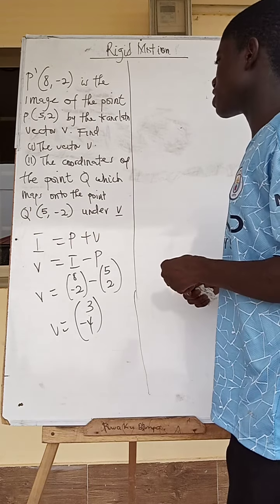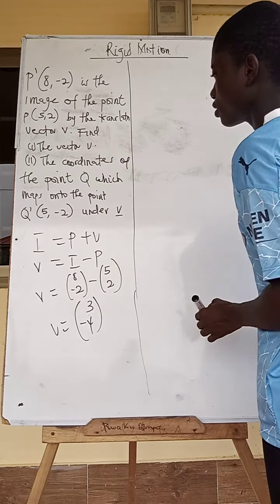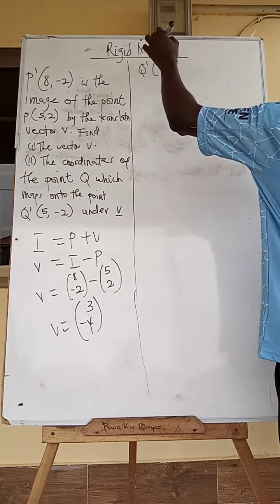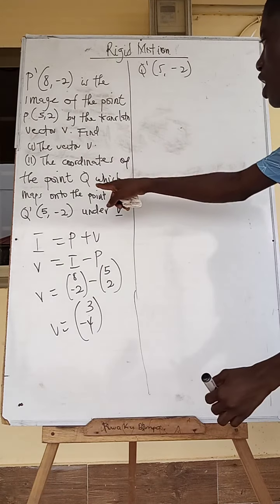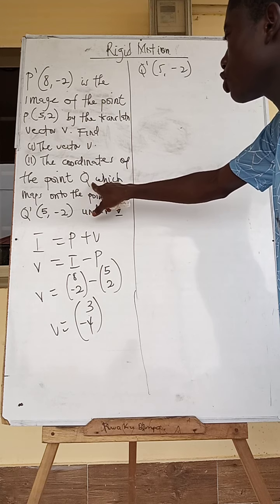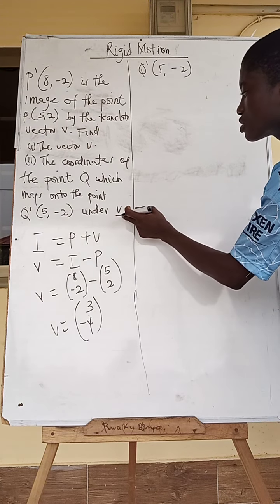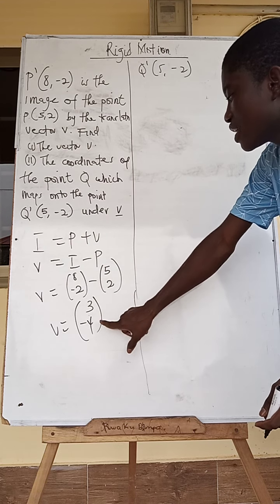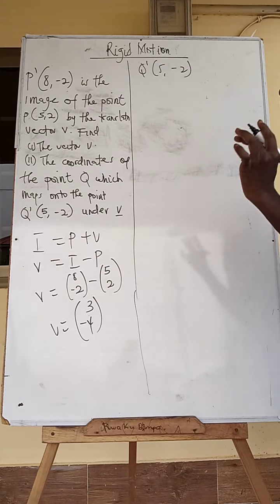So here, let me explain this question to you. Here, we have the image of Q, right? So we have the image of Q. Image of Q was given, right? Do you have the point? So we are finding the point Q. We don't know the point Q. But we are translating under the vector V. But we know the vector V as 3, -4. So it's the same method we are using.